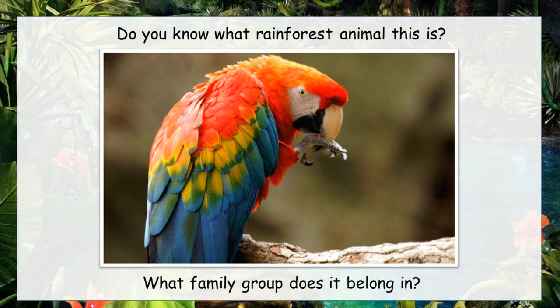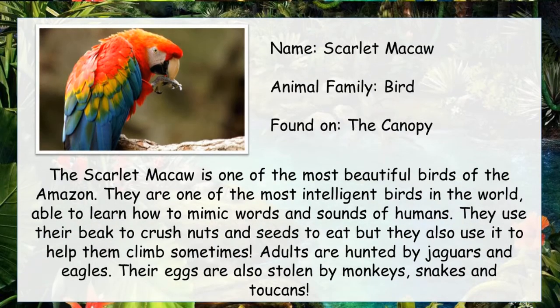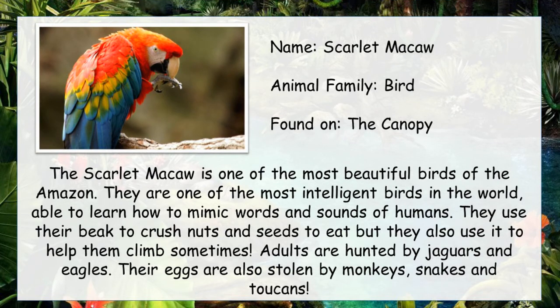Well, this is the Scarlet macaw. It's in the animal family group of birds, and we usually find them in the canopy layer of the rainforest. The scarlet macaw is one of the most beautiful birds of the whole Amazon. They're one of the most intelligent birds in the whole world. They're able to learn how to mimic words and sounds of humans. You might have seen this on TV or in movies.